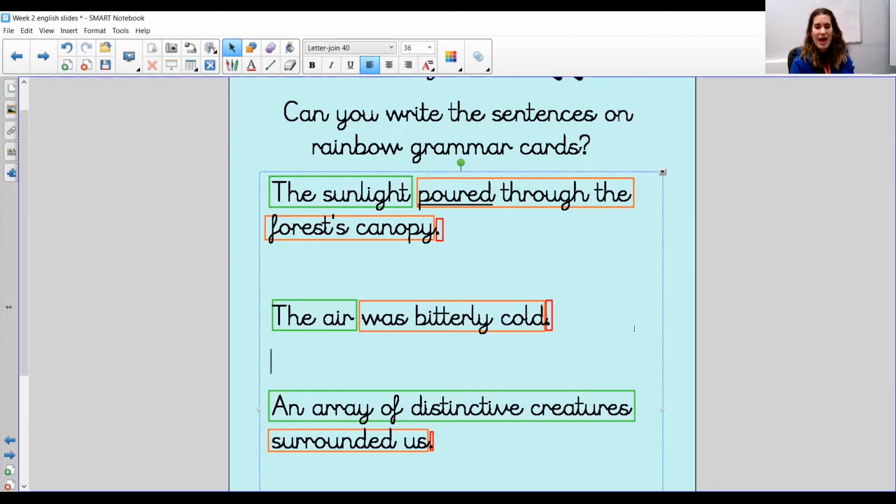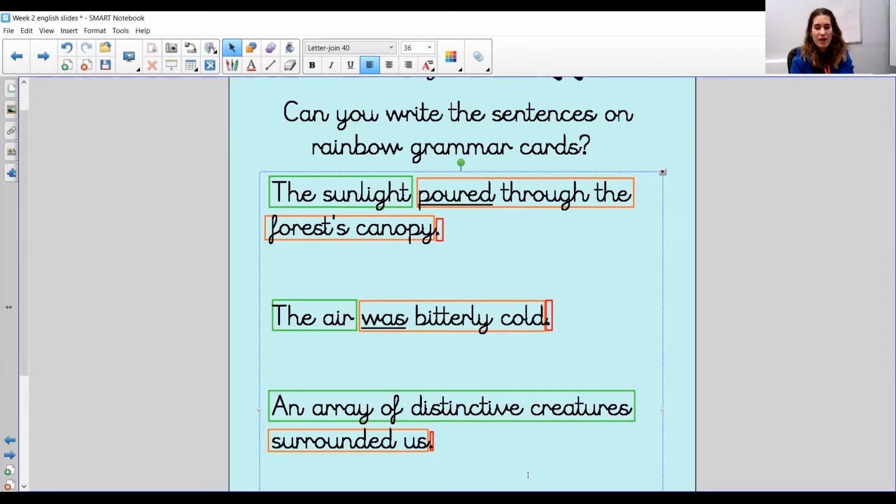Wonderful. The air was bitterly cold. What's the subject? The subject is the air. That's what we're talking about. Was bitterly cold is our predicate because it's telling me what do we know about the air? Well, it was bitterly cold. Now here, our verb is a little bit trickier because our verb is was, and was is one of these verbs that is a bit tricky because we don't really see it as a doing word. We just have to remember that it is. And finally, we've got our full stop, stopping that sentence.